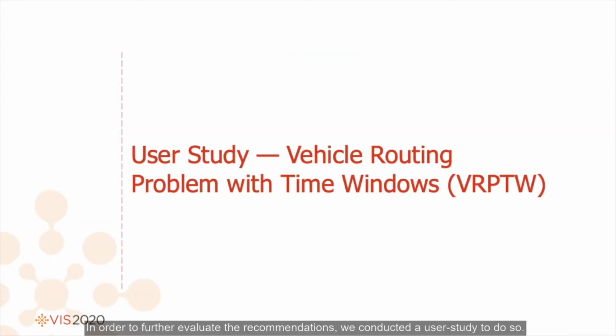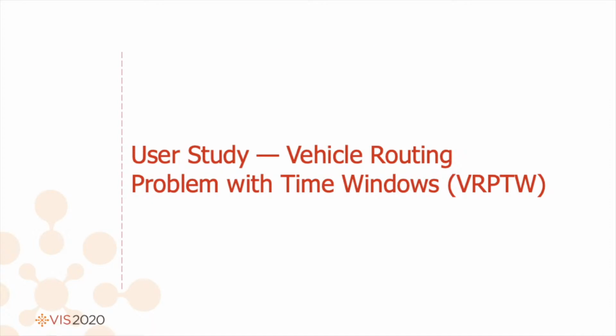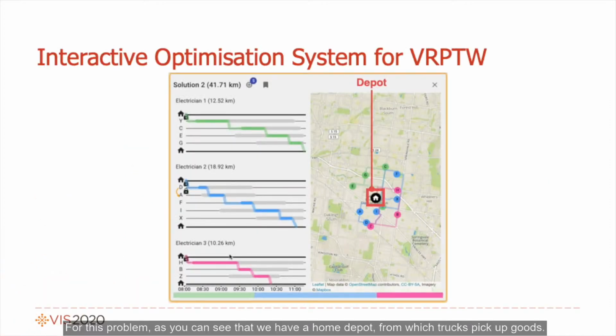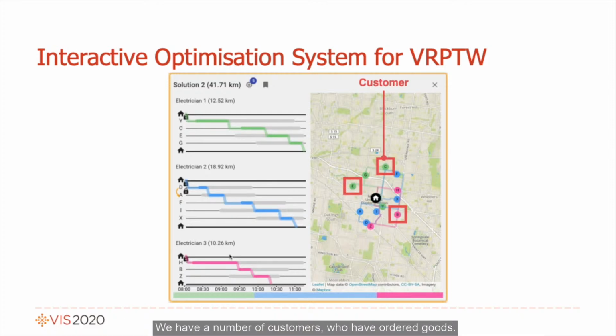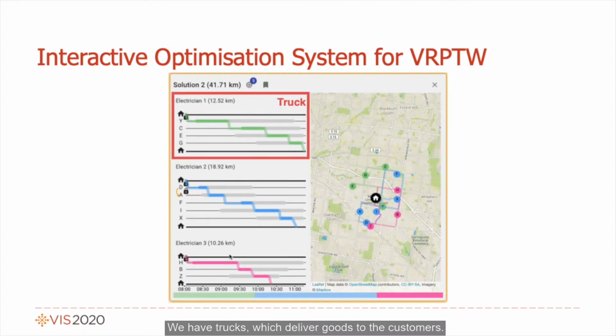In order to further evaluate the recommendations, we conducted a user study. Specifically, we developed a tool for solving the vehicle routing problem with time windows. For this problem, as you can see, we have a home depot from which trucks pick up goods. We have a number of customers who have ordered goods. We have trucks which deliver goods to the customers.